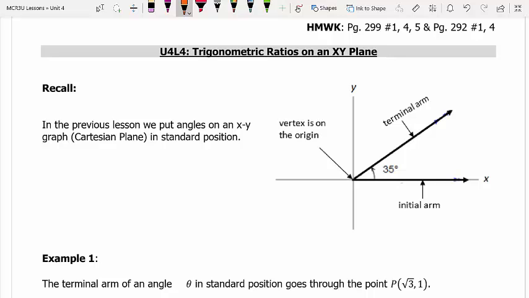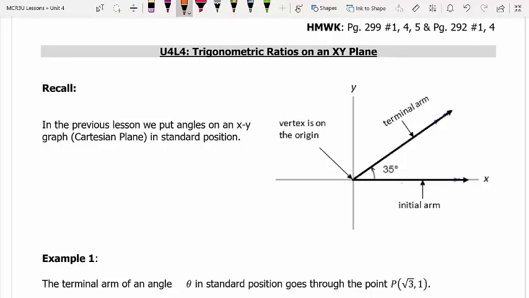Unit 4, Lesson 1, Trigonometric Ratios on an XY plane. So in the previous lesson, we started putting angles on an XY graph, which is called the Cartesian plane. We learned a lot of the terminology, so we learned what it means to have an angle in standard position, we learned what the initial arm was, and we learned what the terminal arm was.